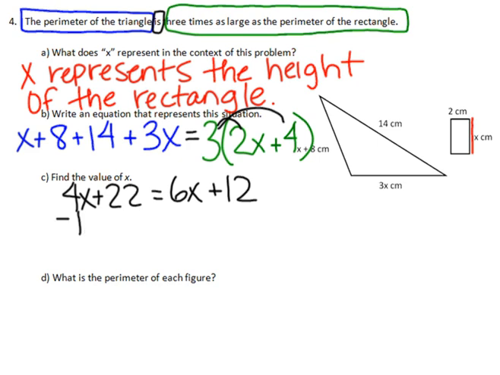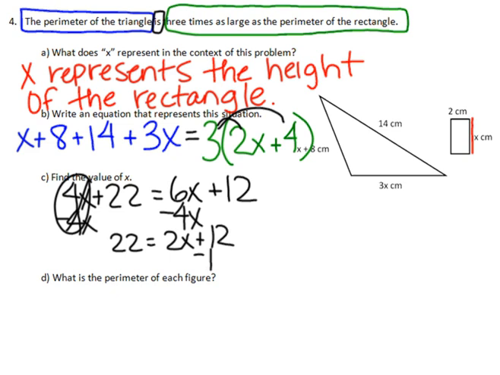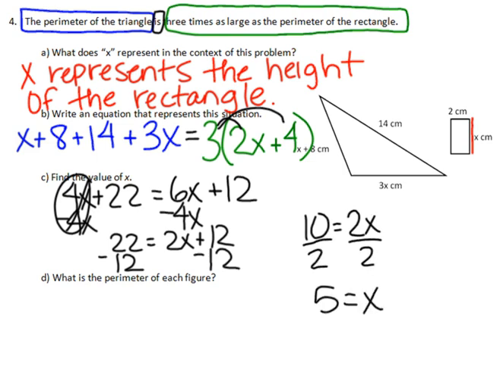And we can subtract 4x from each side. So 22 equals 2x plus 12. And subtract 12 from each side. And we'll get 10 equals 2x, which gives us a final value of 5 for x. Okay, so this side length is going to be 5 centimeters. Lastly, I need to find the perimeter of each figure. So if I substitute in 5 for each of these, I can go ahead and do that.